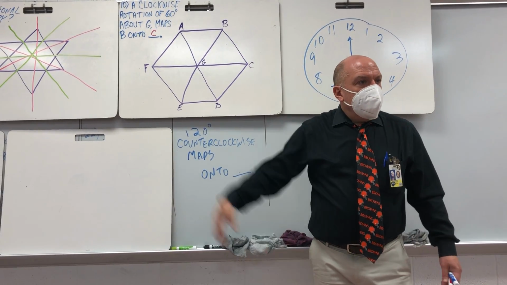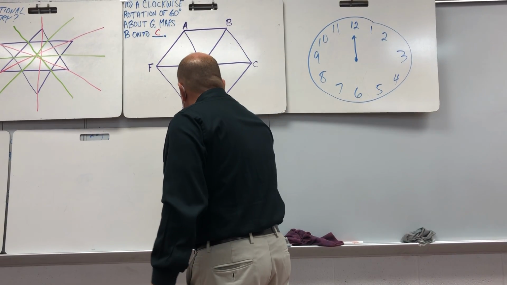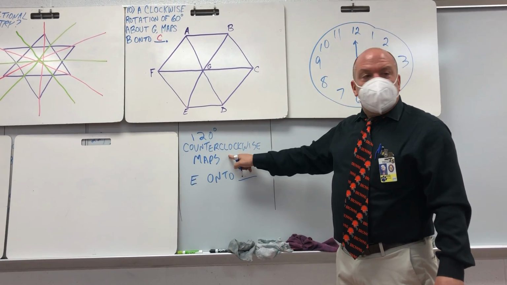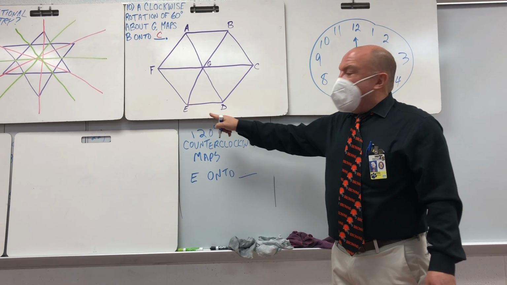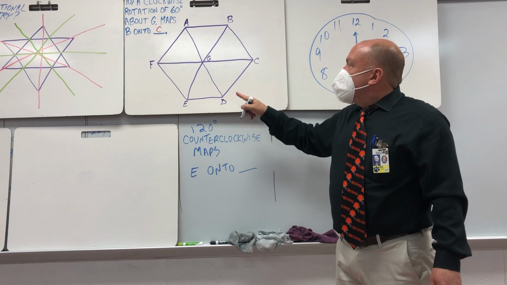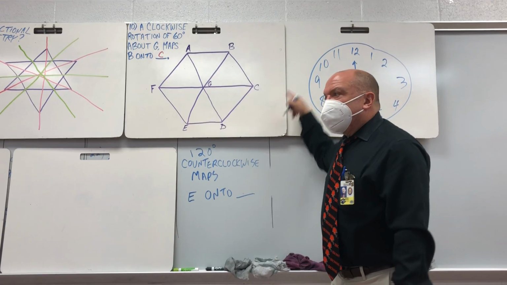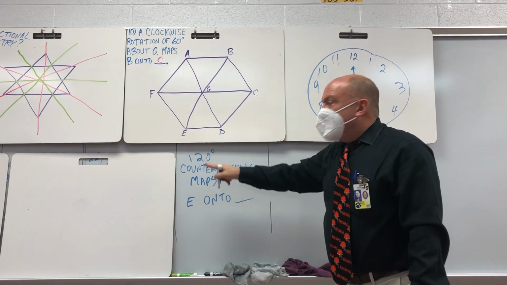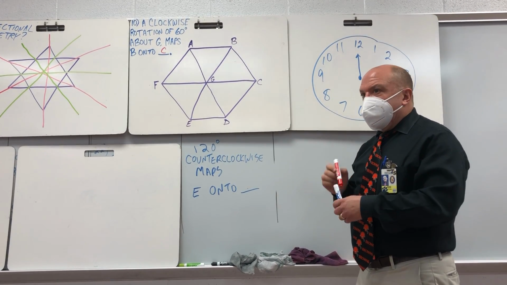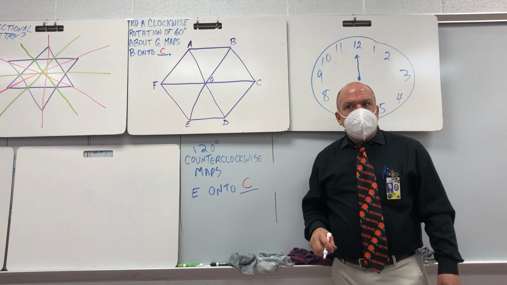Mel, pick me a letter. E. 120 degrees counterclockwise maps E onto what? C, right? Because counterclockwise is this way. This would be 60, this would be 120. This one would be C. Does that make sense? Okay?